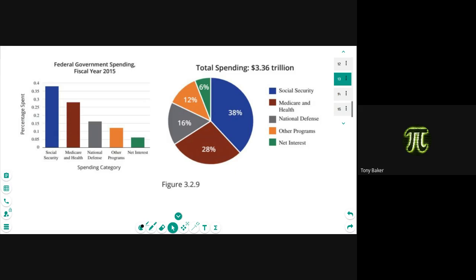This is our budget for 2015 for the United States federal government. That's how much money they spent. $3.36 trillion in 2015. And that's where all the money went to. Social Security and Medicare are the highest. Social Security and Medicare is supposed to be paid through your payroll taxes.